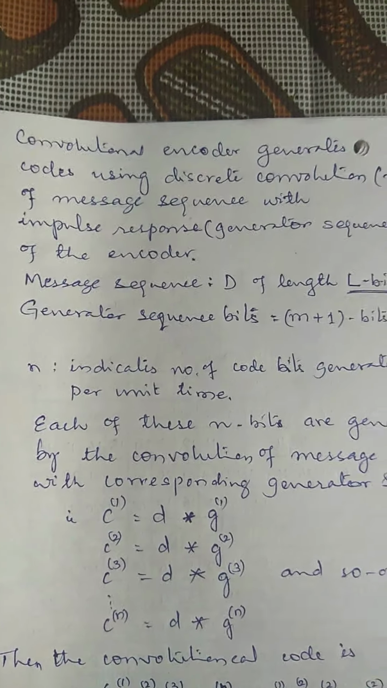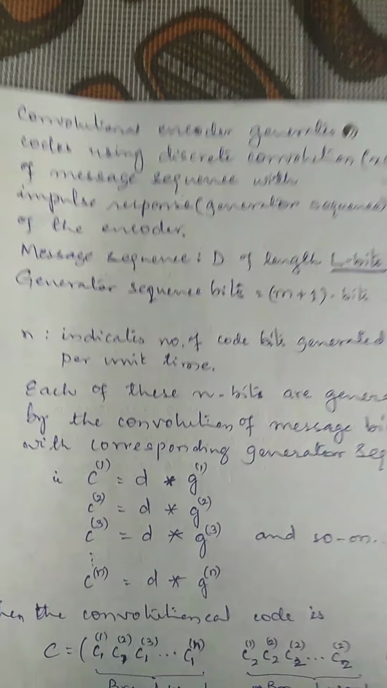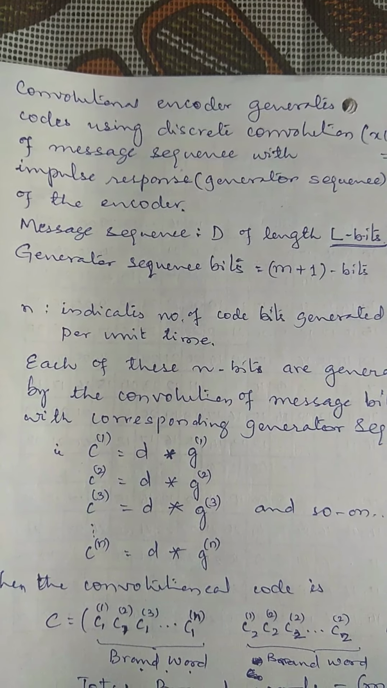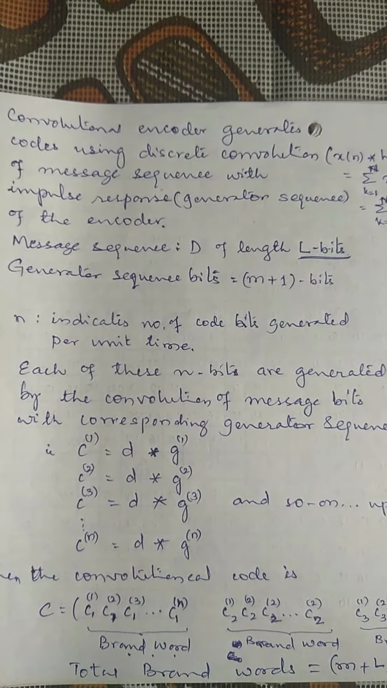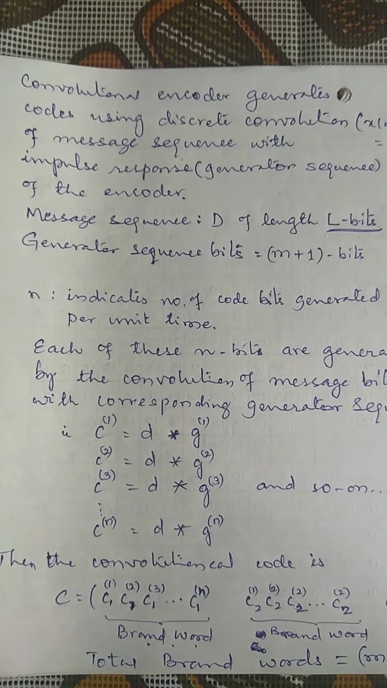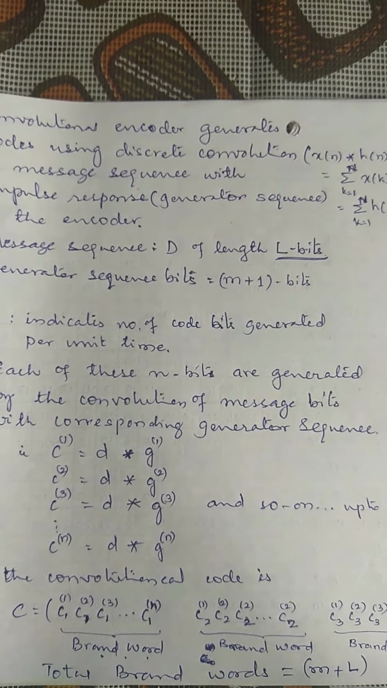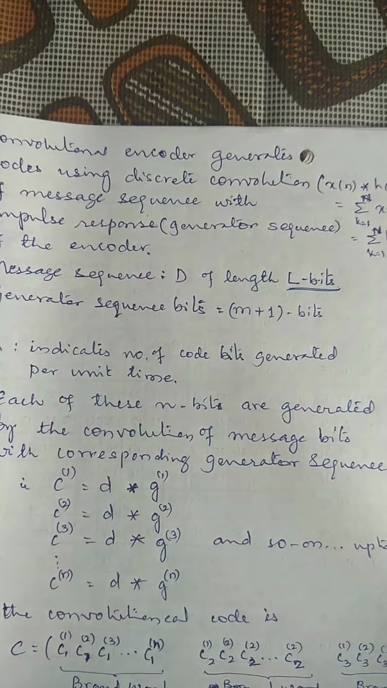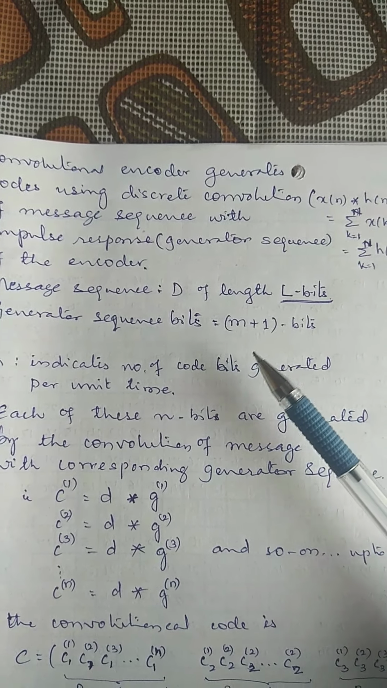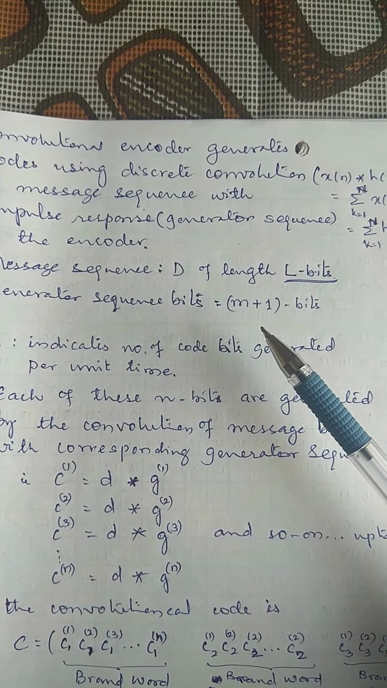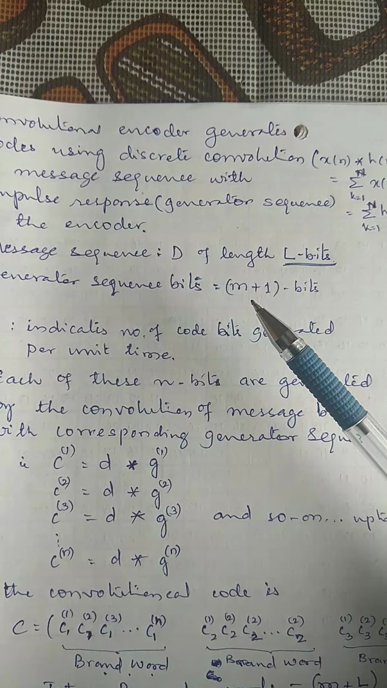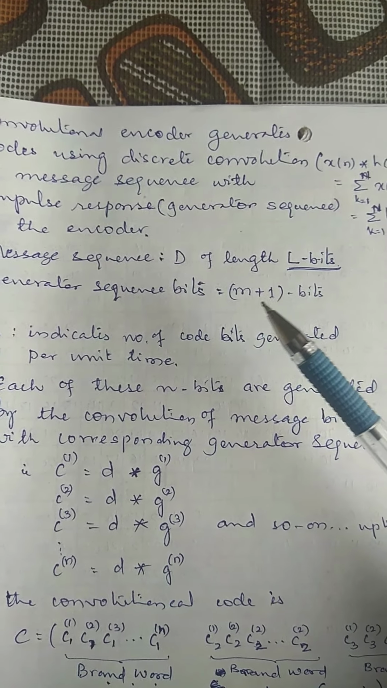Let us learn how to generate code words from the convolution encoder. The convolution encoder generates codes using discrete convolution of the message sequence with the generator sequence from the encoder. Message bits can be of certain length, given by L bits, and the generator sequence is related to the size of the shift register; the number of bits in the generator sequence will be m plus 1.